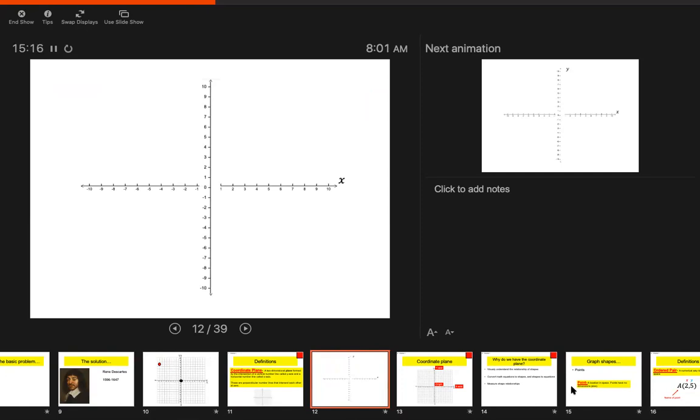If you think about it as a thermometer or sea level, right? Above the sea, below the sea. It makes sense that the positive numbers will go above. The two zeros come together at zero, okay?